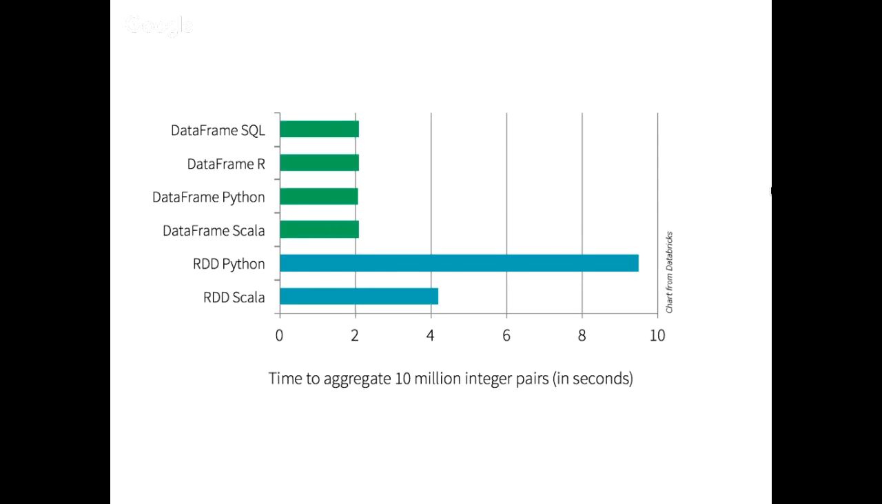So maybe take the scale with a grain of salt, but in general, DataFrames are much faster than RDDs. And if you're coming from the Python world using RDDs, you're kind of screwed, right? But in the DataFrame world, all four supported languages have the same performance.